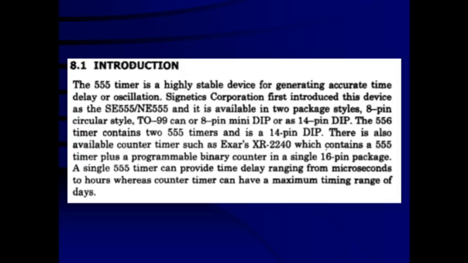With a counter, you need a pulse train, a clock frequency, which is provided by the 555 timer in the same IC. A single 555 timer can provide a time delay ranging from microseconds to hours, whereas the counter type can have a maximum timing range of days. That means after some days, one single pulse is going to be there. So these are the different ICs which were developed by Signetics Corporation.